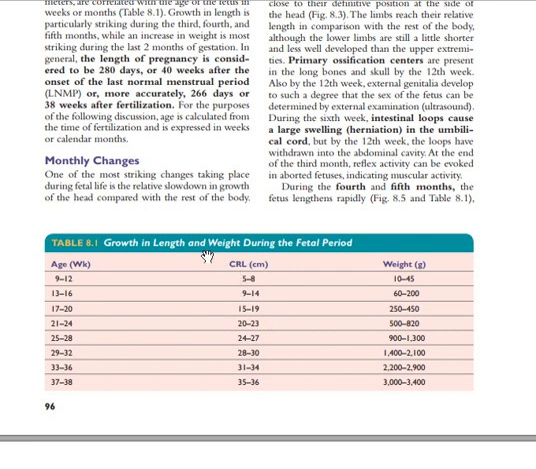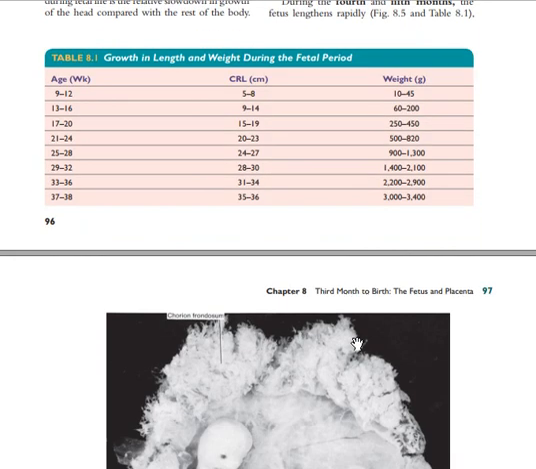Now the most precise in measuring the gestational age is the crown to rump length. This is a table that shows the approximate weeks of gestation and the crown to rump length that you are going to measure. And this is also a table showing the approximate weeks of gestation and the weight you are going to measure of the child.